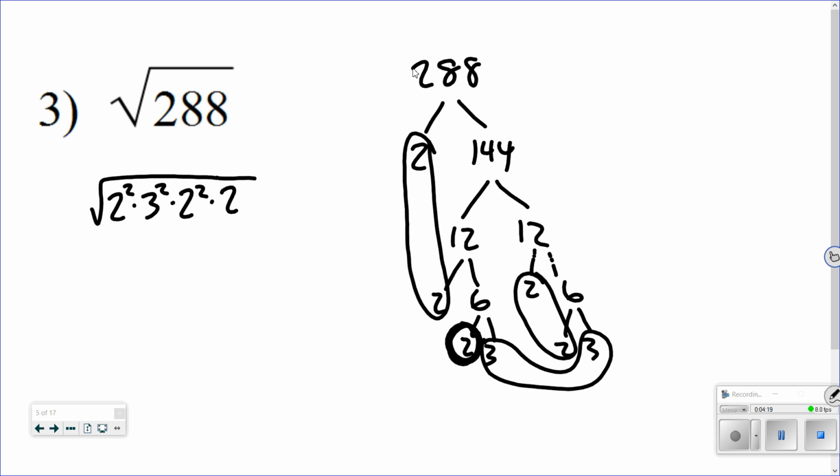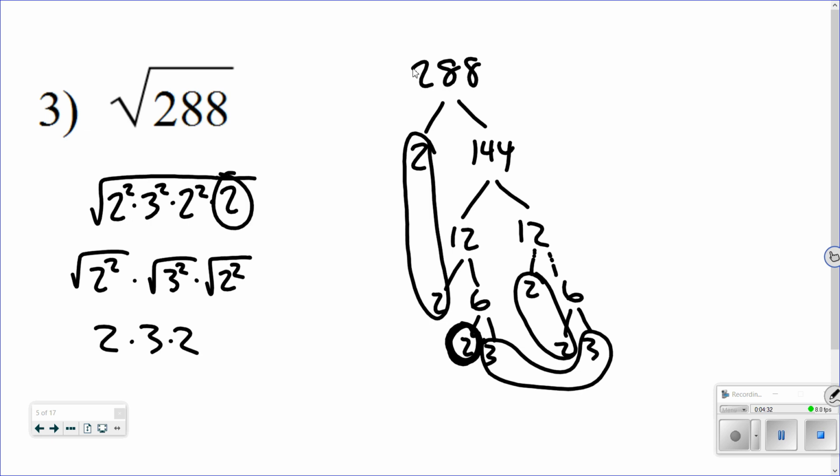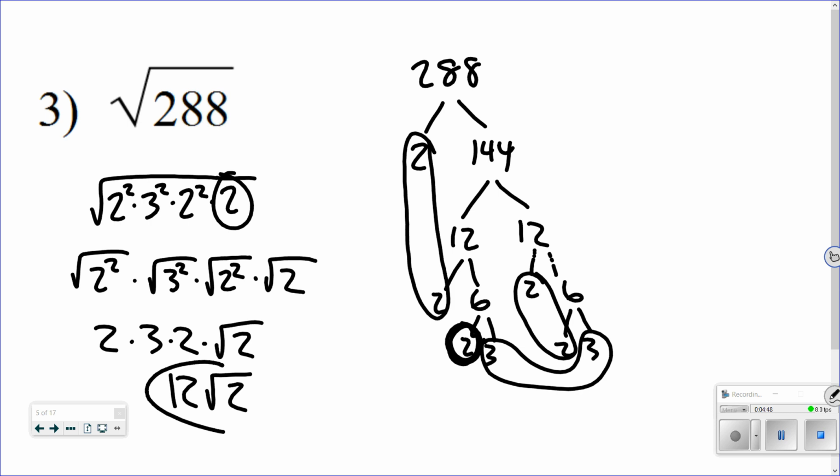Okay, what happens here? I have the square root of 2 squared, that's just 2, times the square root of 3 squared, that's just 3, times the square root of 2 squared, that's just 2. And this 2 right here is also inside the square root. I cannot simplify it outside of the square root because it does not have a square, so it just has to stay the same. My final answer, 2 times 3 times 2 is 12, so there's my simplified form: 12 square roots of 2.